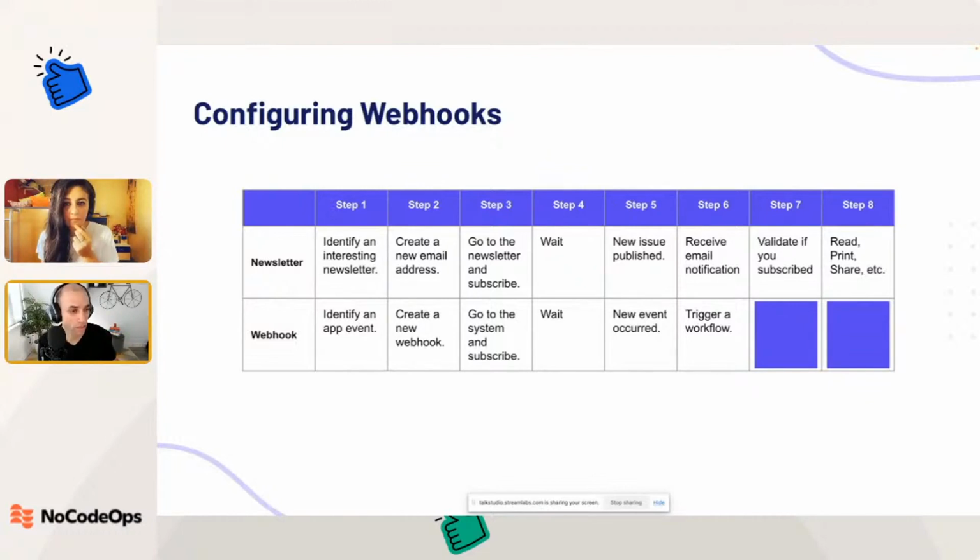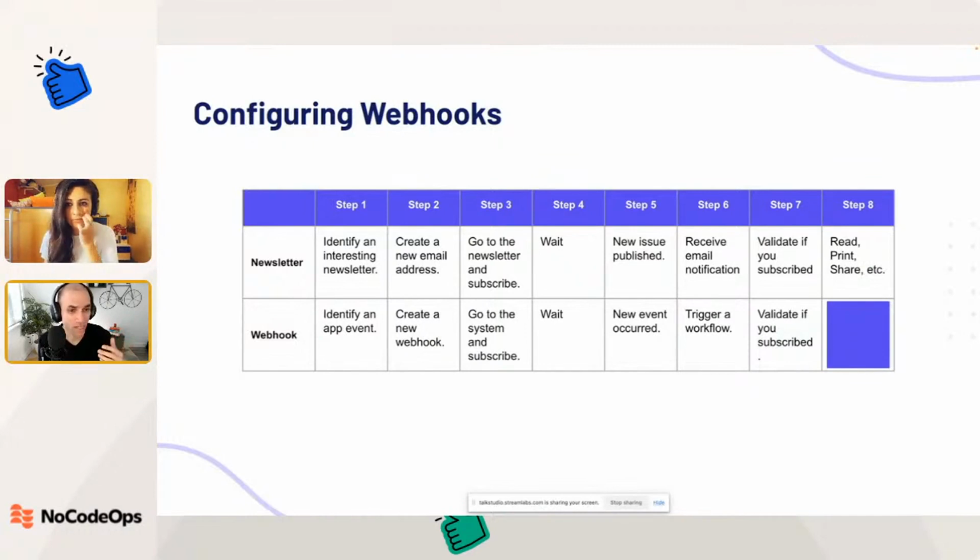It polls every 5 minutes, 10 minutes, 15 minutes, whatever, depending on how much you pay them, depending on your configuration. You have to wait a little bit, so there's a lag. But in case of a webhook, as soon as that event happens, it is published by the system or by the app, and then it is received by your automation tool, and that is going to act as a trigger for your corresponding workflow.